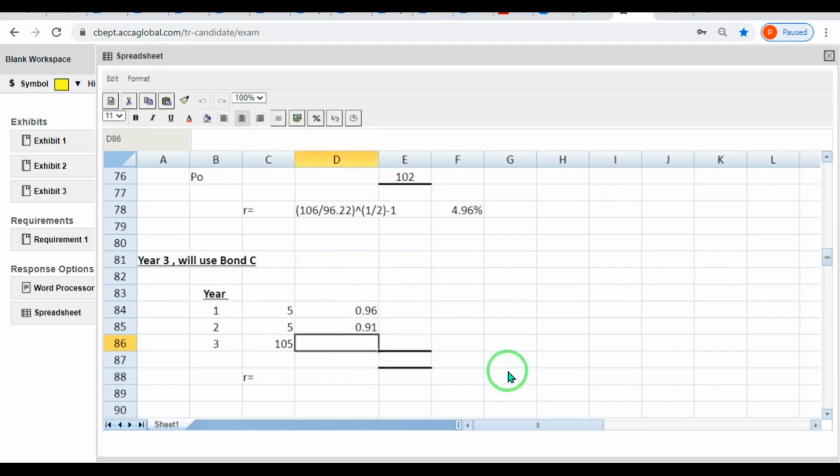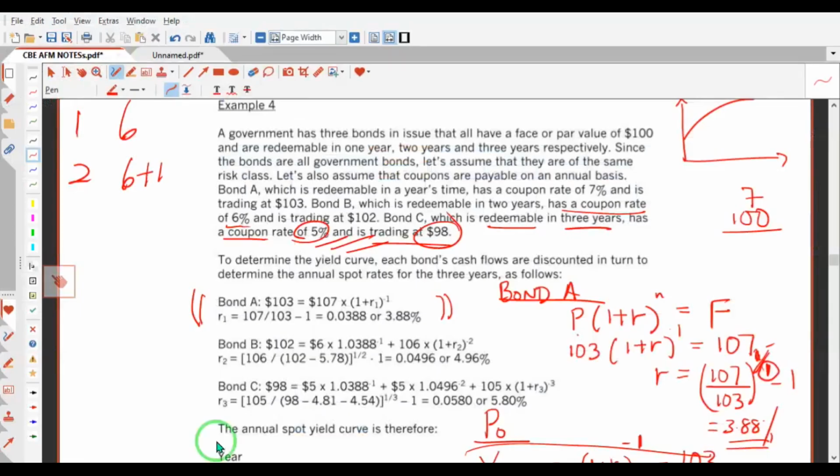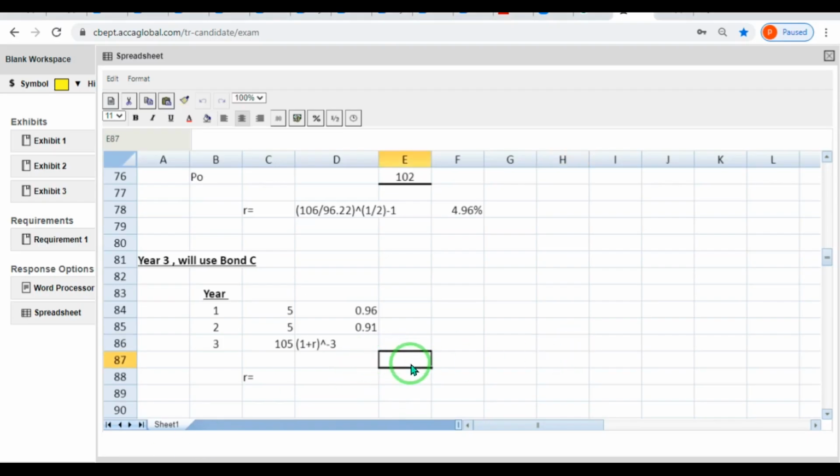Okay. This one, I don't know the discount yield for year 3 for the government. So 1 plus R to the power of -3. And you and I know the price of bond 3 given in the question is 98. So if this is 98, what's the present value for this? What's the present value for this? And what's the present value for this? Obviously, this is equals to this times this, times this. So this is going to be this figure.